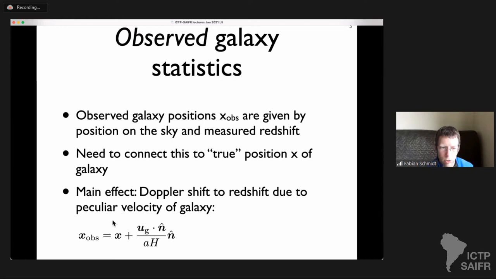which classically we know as the Doppler shift, but you can also calculate fully relativistically. And in terms of co-moving position, it looks like this. The observed position is the intrinsic position plus the line of sight velocity of the galaxy, where n hat is the line of sight, divided by aH, and that is a shift along the line of sight. So what does this mean? These are 3D positions, right? So I need to convert from redshift to position. And so u dot n hat is the proper perturbation to the redshift, the Doppler shift. And this 1 over aH converts from a small shift in redshift to a small shift in distance. Okay.